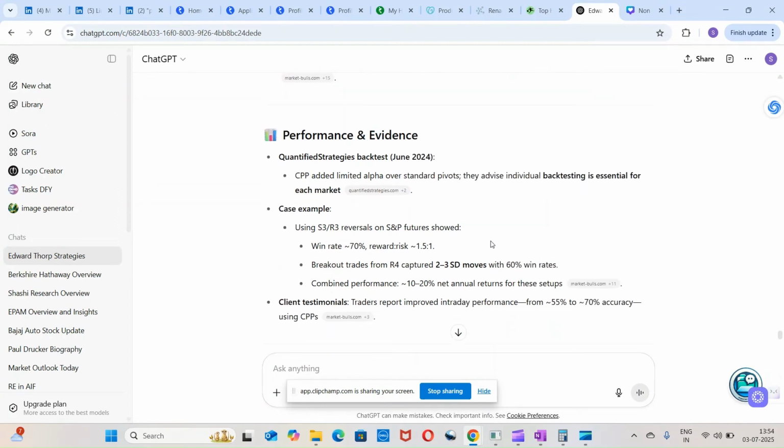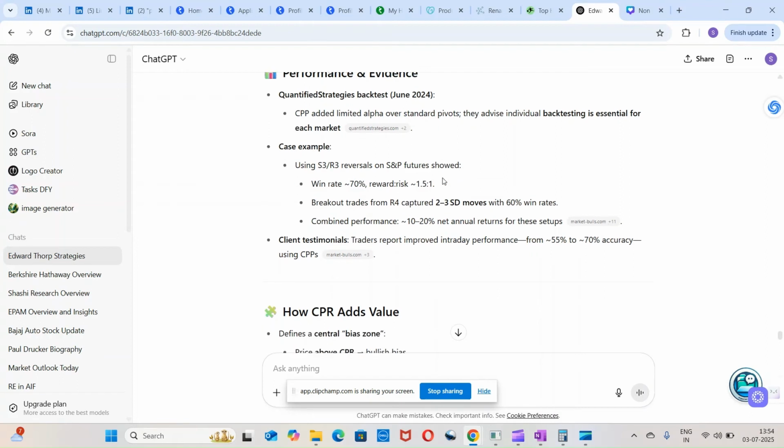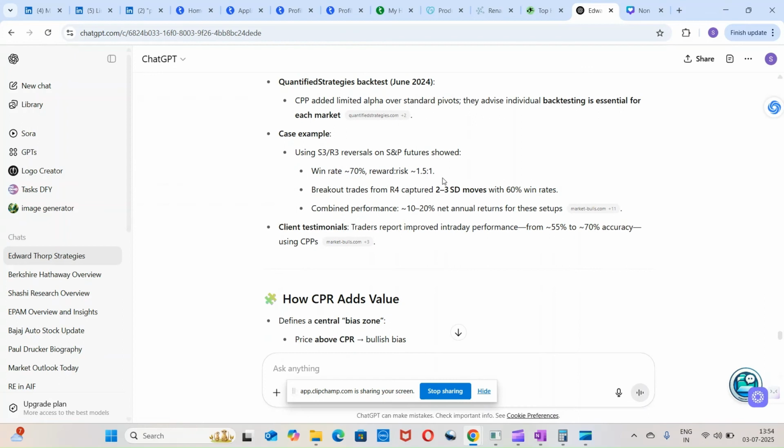So, performance and evidence. Quantified Strategies backtested in June 2024. Camarilla pivot points added a limited alpha over standard pivot points. So they improved the alpha, which is written, and they advise individual backtesting is essential for each market. It outperformed the standard pivot points in that backtest by a certain extent. An example is using S3 R3 for Camarilla pivot point reversals on S&P futures, which showed a win rate of above 70%, with risk reward of 1.5 to 1.